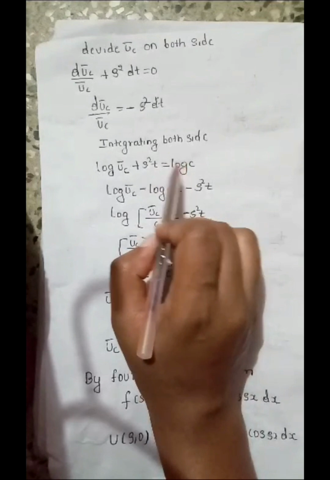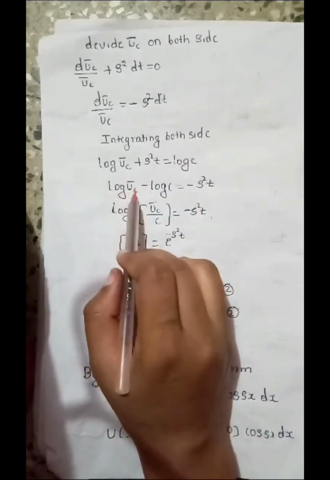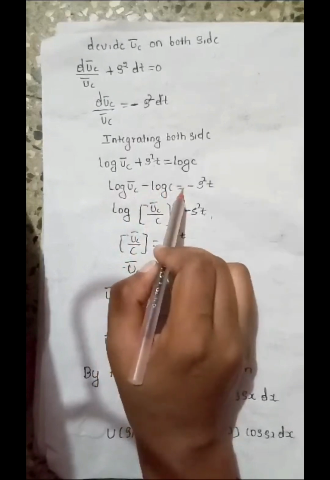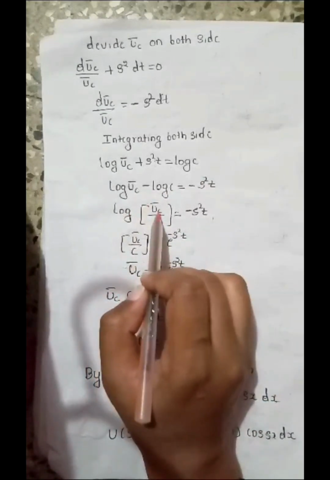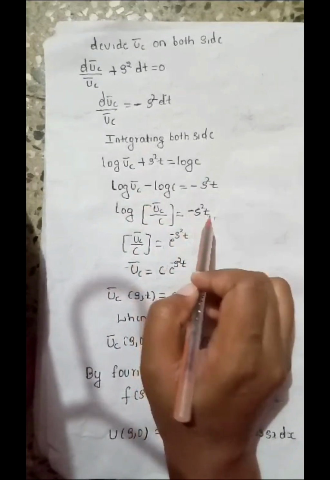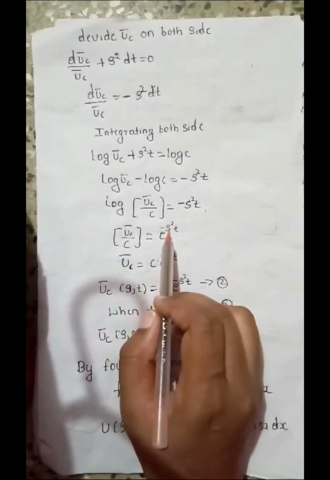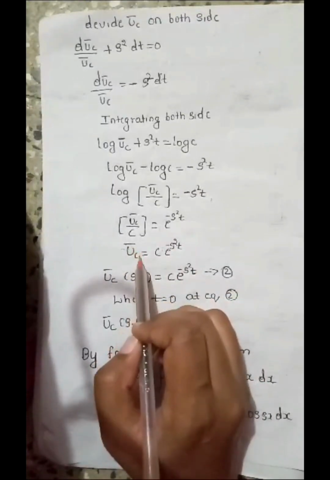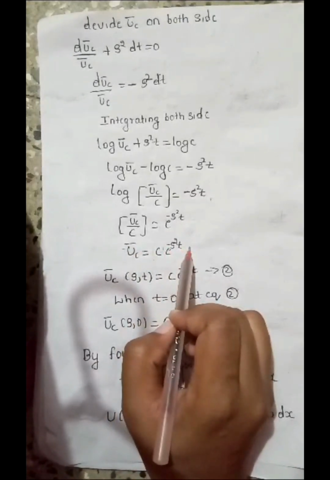After sending this to this side and this to this side, we will get log ū_c minus log c equals minus s² t. So log of ū_c divided by c equals minus s² t. After taking the exponential on this side, we get e to the power minus s² t. So ū_c will be equal to c into e to the power minus s² t.